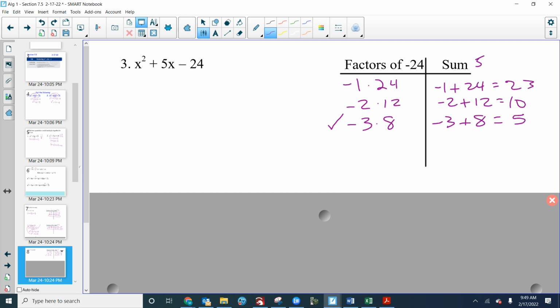That's my answer. Samar, what am I going to write for my answer now? What are the two numbers? So what do I write? X plus 8. There you go. Now, can I write it a different way? How else can I write it, Alexis?